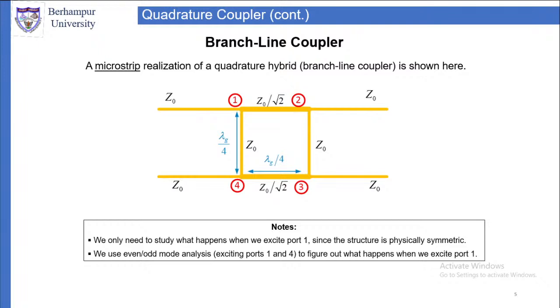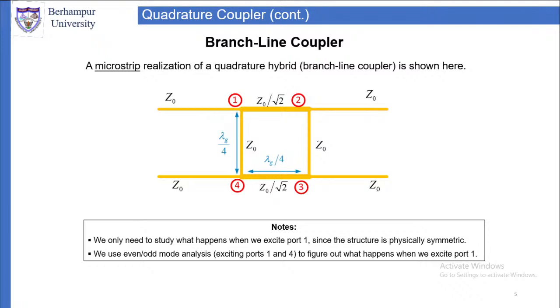Right, from 1 to 4, what is the phase difference? The phase difference from 1 to 4, directly from 1 to 4 and through 2 and 3, is 180 degrees. If there is a 180 degree phase difference and the amount of signal is equal, then they will cancel each other and nothing will come at port 4.